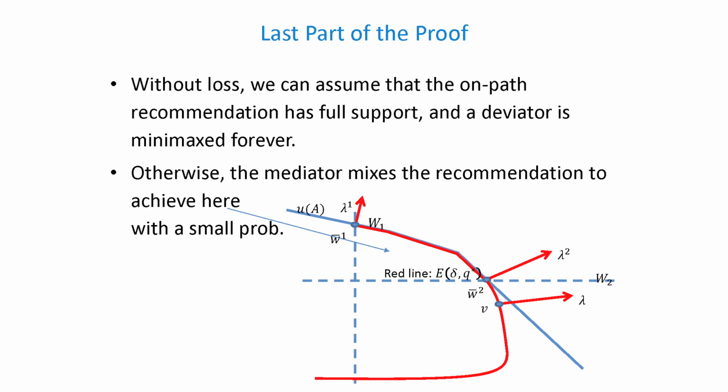And without loss of generality, we can assume that the on-path recommendation has full support and that the deviator will be minimaxed forever, by a similar trick as when we supported this set, because we can always mix the equilibrium path, going some part here and some part here, and then perturb the recommendation slightly to make sure that the on-path recommendation always has full support, so that we can punish the deviator without notifying the mediator as before.